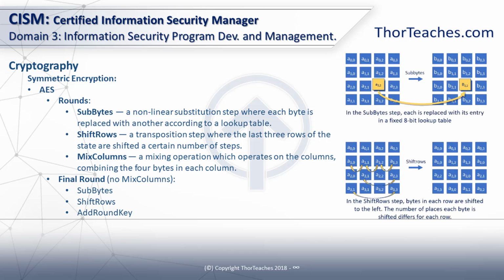And then the final of the rounds is the MixColumns, where we combine the 4 bytes of each column, use it to XOR, and then we start on the next round. In the final round, we do a SubBytes and a ShiftRows, but we don't do a MixColumns. And then at the end, we add the round key.